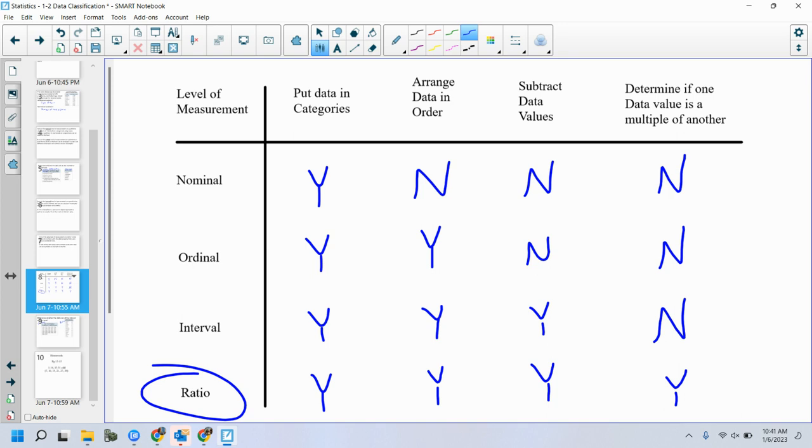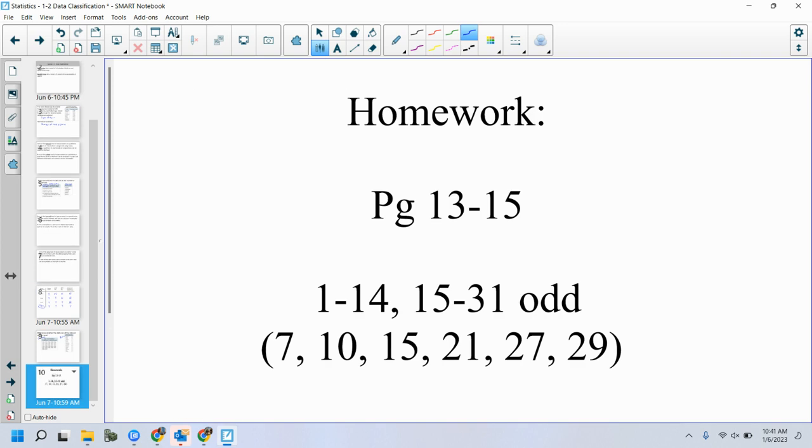Okay. All right, so that's the end of section 1-2. I don't mind if you get going on your homework. I know 6 questions for homework. Oh my gosh. Yeah, you're going to be able to get that done in 20 minutes. No problem.